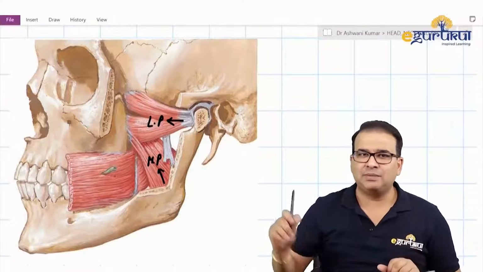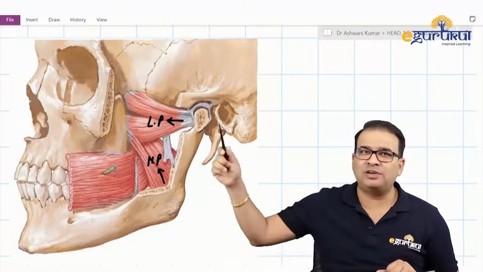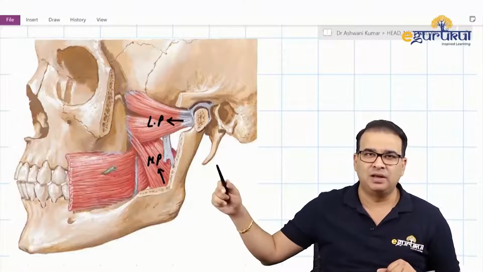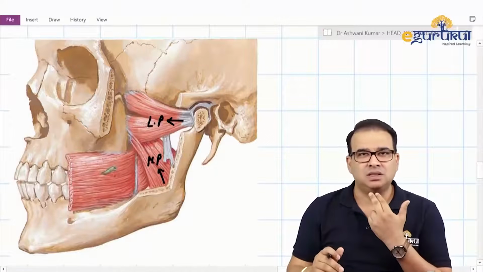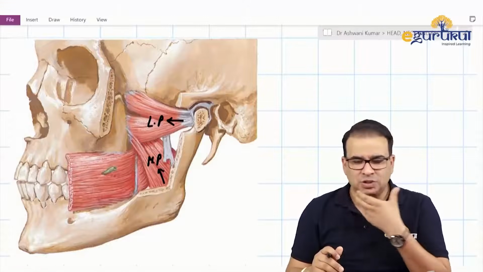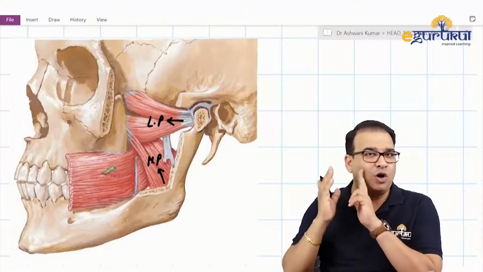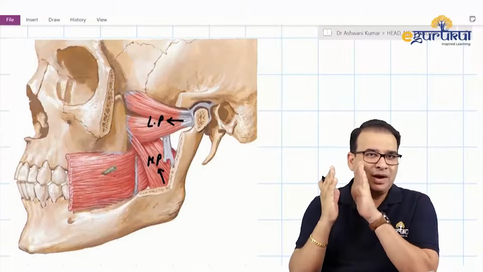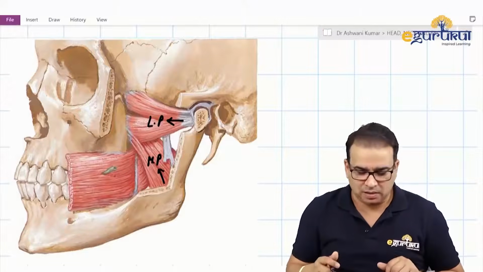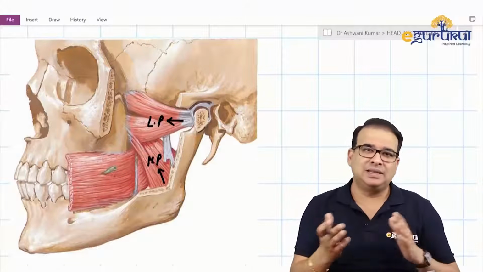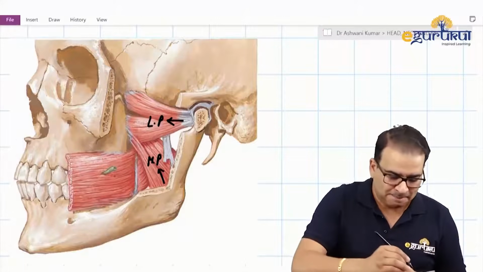Another interesting fact about the medial and lateral pterygoid is that the alternate action of the lateral and medial pterygoid helps in the excursion movement, the side to side. This is also a movement possible at the mandible. This side to side movement is because of the alternate action of the lateral pterygoid and medial pterygoid, and that is the one which will take the mandible to the other side. That is the sideways movement.